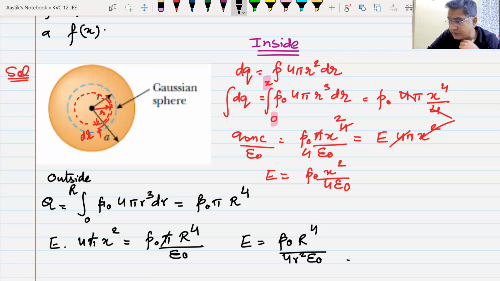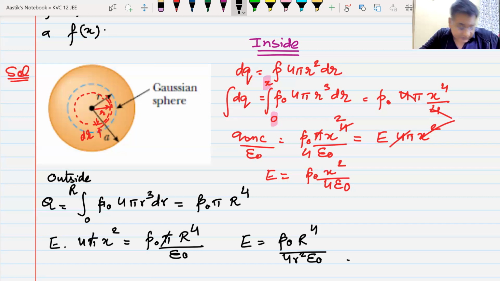So I have given you this one variation. They could vary rho in different ways. I had given it rho naught into x. They can vary it as rho naught divided by x. They can vary it as rho naught into root over x. Doesn't matter. I can make infinite number of variations. The process remains same. And the process is very simple.